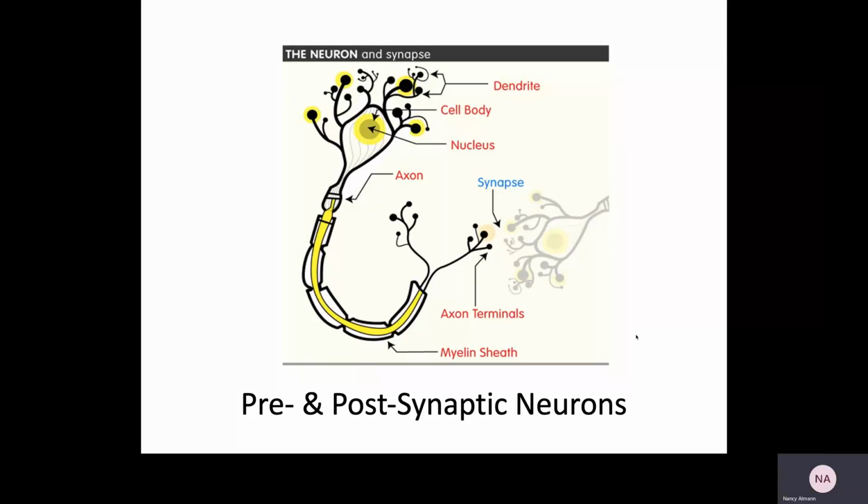This shows you presynaptic and postsynaptic membranes. Just wanted to mention those. The neuron that is in black and bright yellow is the presynaptic neuron, and the neuron that is sort of grayed out is the postsynaptic neuron.